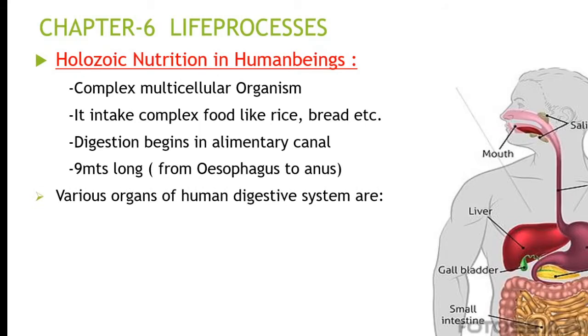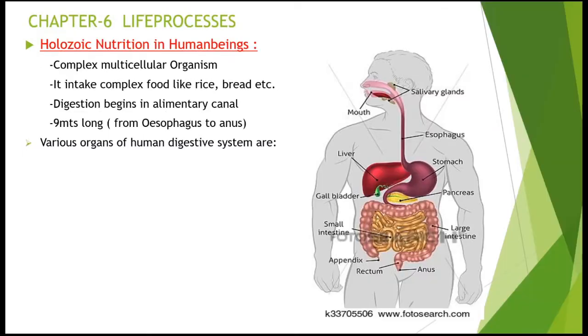The various organs involved in the human digestive system during digestion begin with the mouth. In the picture, I am showing with the red mark, here is the mouth, and the next part after the mouth is the esophagus. The esophagus is also called the food pipe. The next is the stomach. In the picture, I am showing with the red mark, this is the stomach.